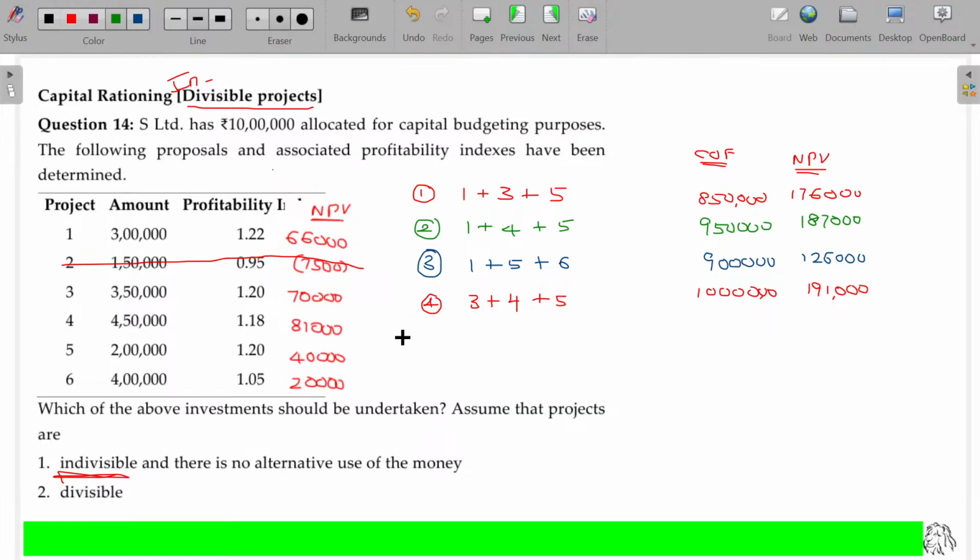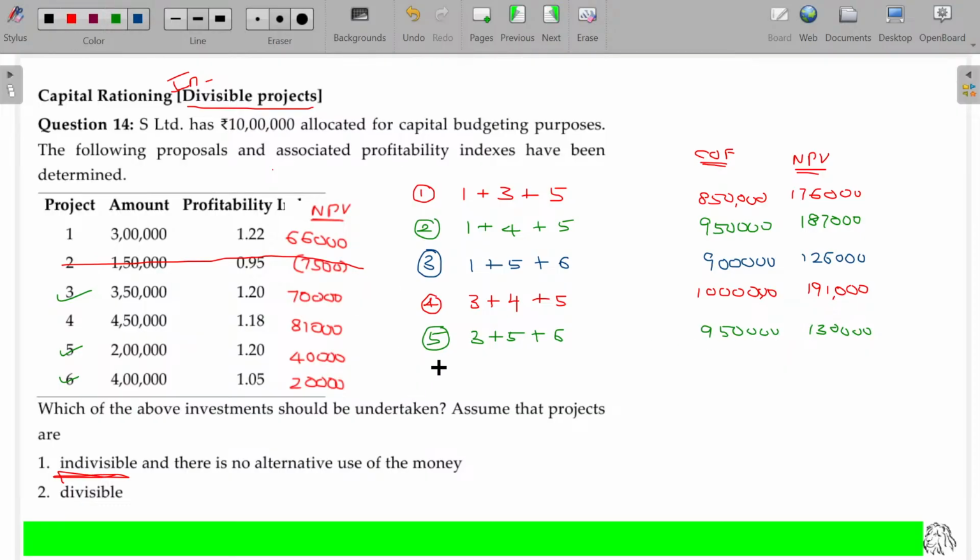So the fifth possibility. Among 3, 4, 5, leave the 5 and try to choose 6, which is not possible. If I choose 3, 4, 6, not possible. So then I can choose 3, 5, 6. Is it possible? Yes, of course. So the fifth combination is 3 plus 5 plus 6: 3.5 plus 9.5 lakhs. So we spend around 9.5 lakhs. What is the NPV of this combination? 1,30,000.